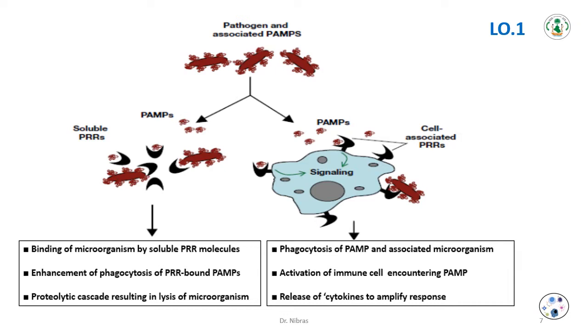In the recognition step, after pattern recognition molecules recognize the PAMPs present inside or outside the pathogens, then many immune steps or immune stimulation occur after that, like binding the microorganism by soluble PRR molecules, enhancement of phagocytosis of PRR-bound PAMPs, and a proteolytic cascade resulting in lysis of the microorganism. Phagocytosis of PAMPs and associated microorganisms occurs through the phagocytic cells, with activation of immune cells countering PAMPs, and release of cytokines to amplify the response.